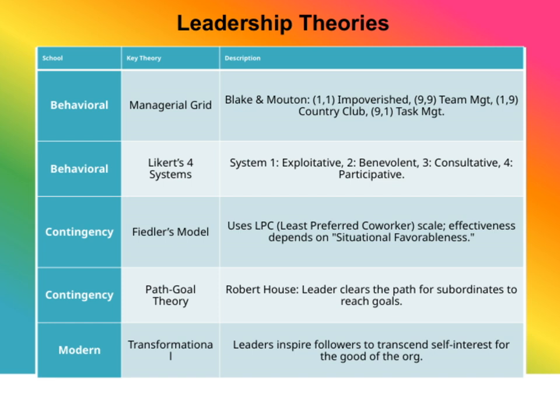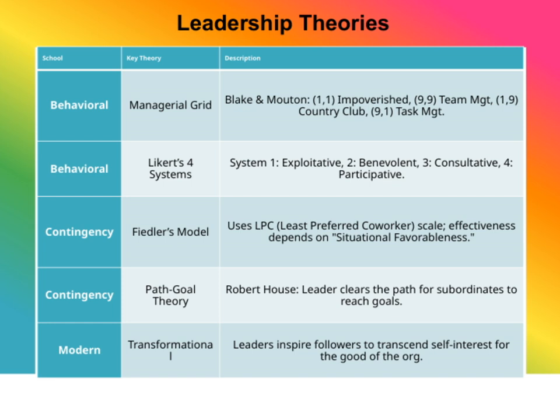This model describes different management approaches. System 1 is exploitative and authoritative. System 2 is benevolent but autocratic. System 3 introduces some consultation. And System 4 is participative, where leaders involve their teams in decision-making. These systems help us understand how leadership styles evolve from controlling to collaborative.